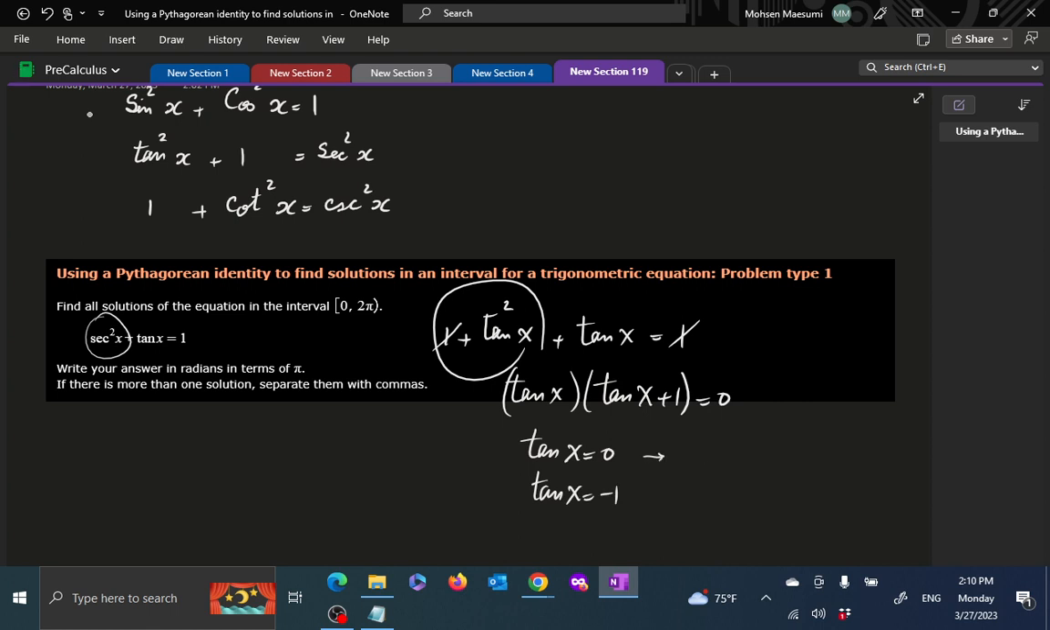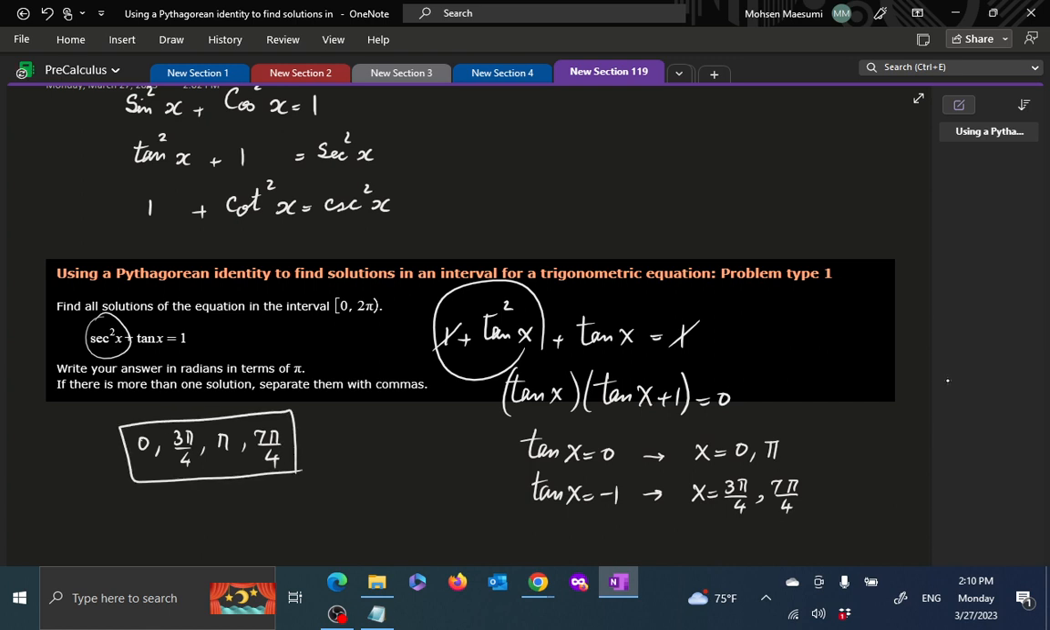Tangent of x equal to 0 tells us x has to be either 0 or pi. Tangent of x being minus 1, x is equal to 3 pi over 4 and 7 pi over 4. Since we didn't have any squaring of our equation or transformations of that type, there's no need to check these. We can just simply list them: 3 pi over 4, pi, 7 pi over 4, and then we are all done. As simple as that.